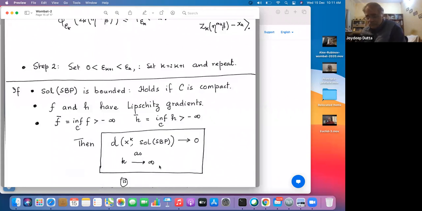Now, in the paper which we are going to submit very soon, what we have done is that we have considered a simple bilevel problem where the upper level objective has no restriction. It can be differentiable, non-differentiable, anything, convex, of course. The lower level problem is differentiable, but it need not satisfy any Lipschitz gradient criteria.